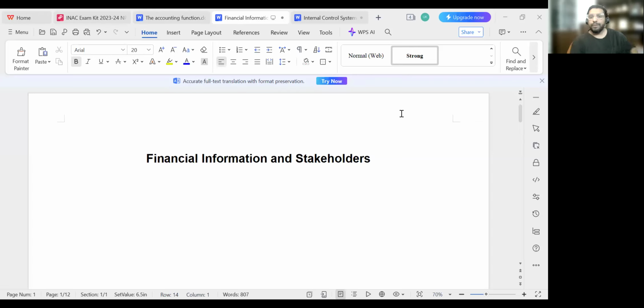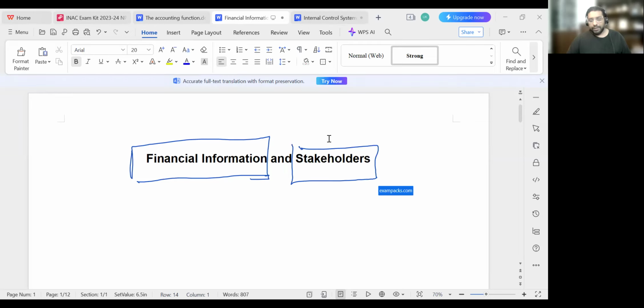Okay, so the chapter we are going to talk about today is financial information and stakeholders. In this chapter, we are going to talk about what type of financial information we produce, right? And what are stakeholders and what are their requirements, particularly related to the financial information. Okay, so let's quickly dig into it.